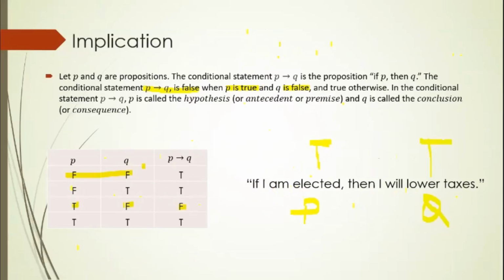Next condition, false true. If I am not elected, then I will lower taxes. What if for the third one? True and false. So that is going to be, if I am elected, then I will not lower taxes. Okay, so this is the most possible. If I am elected, then I will lower taxes. First statement, if I'm not elected, then I will not lower taxes.